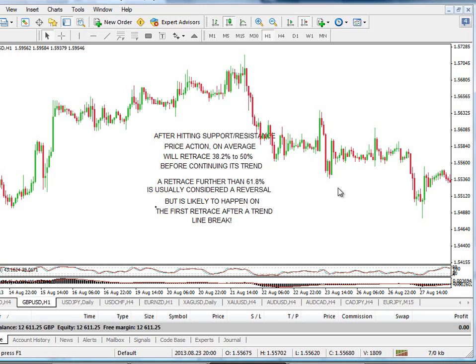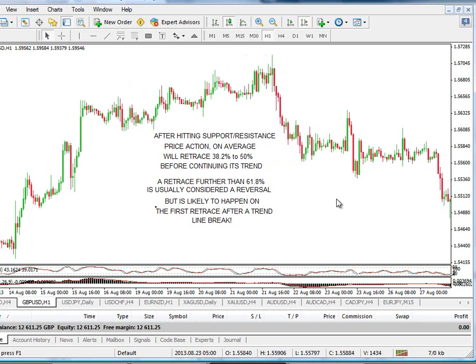But look out for it when there is a recent trend line break, because that's the time it's normally going to retrace 61.8%, or maybe more. It could even retrace 100% and perform that double bottom or a double top that we spoke about. So look out for that as well. You're better off not to trade the first retrace.